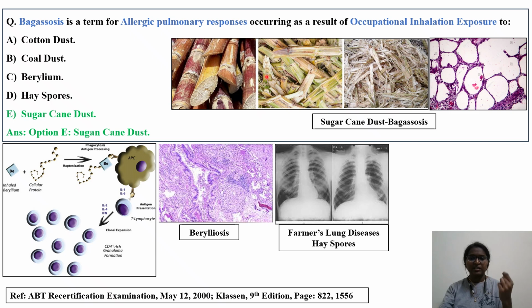Here you can very clearly see in the picture that sugarcane dust will cause bagassosis, whereas the beryllium, option C, will cause a disease called berylliosis. It is because of the formation of these antigen presenting cells, activation of these interleukins as well as CD4 cells, and granuloma formation will be taking place. And we have hay spores, which will cause farmer's lung disease, which is option D.